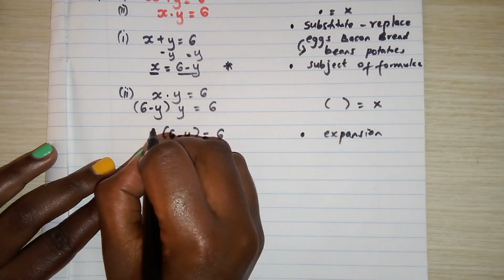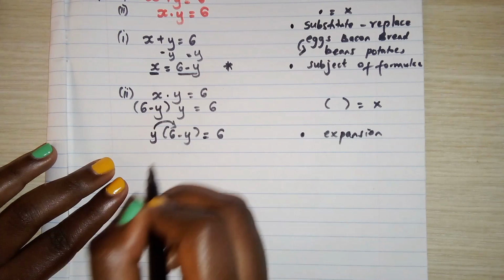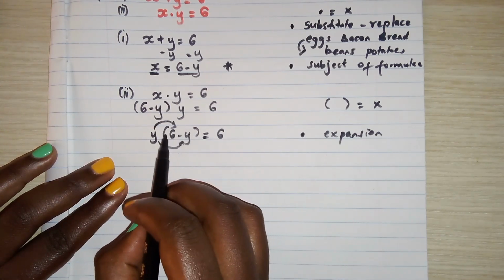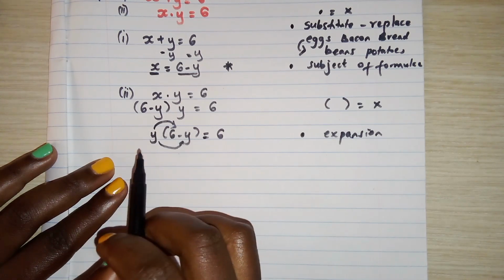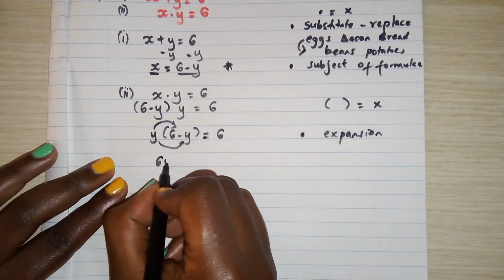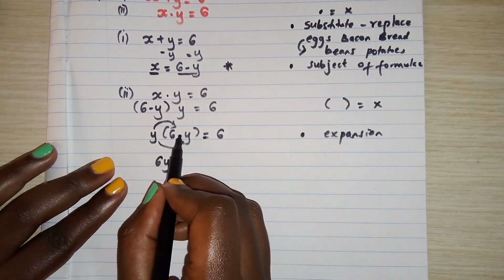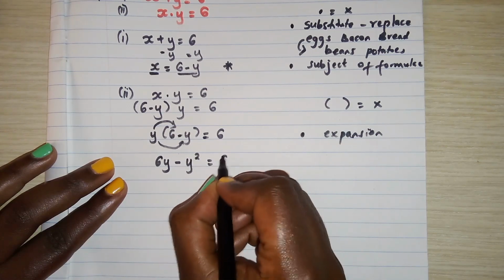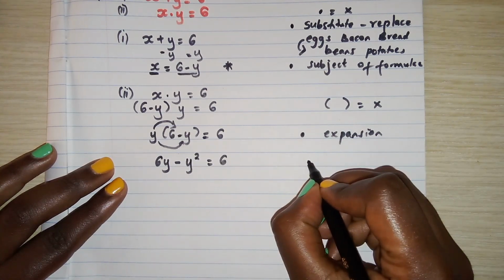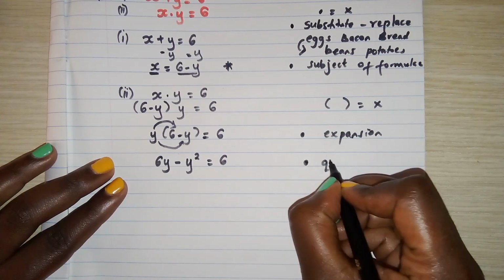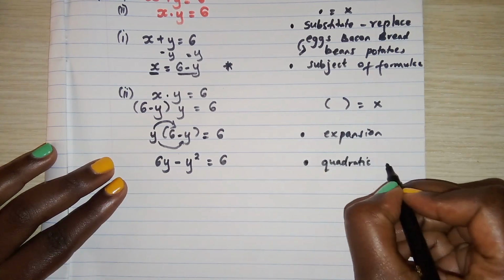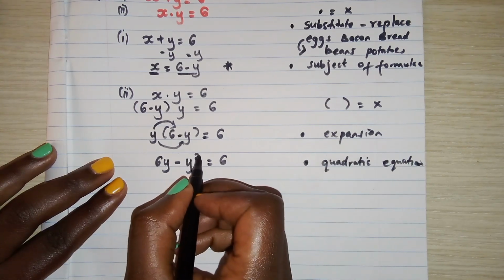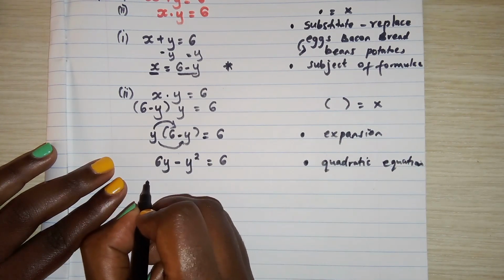In expansion, you take y times 6 and then y times y. All the terms inside the bracket are multiplied by the term outside the bracket. So y times 6 is 6y, minus, because this one is a minus, y times y is y squared, equals 6. Now we have formed a quadratic equation. Why is it a quadratic equation? Because the y has a power of 2.